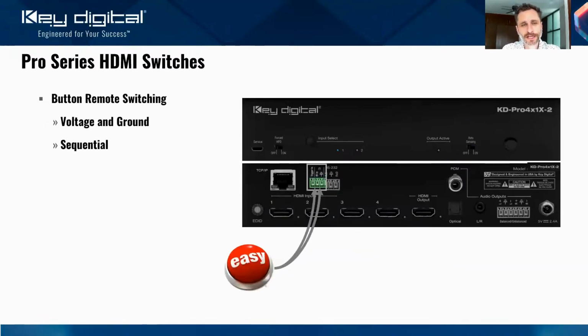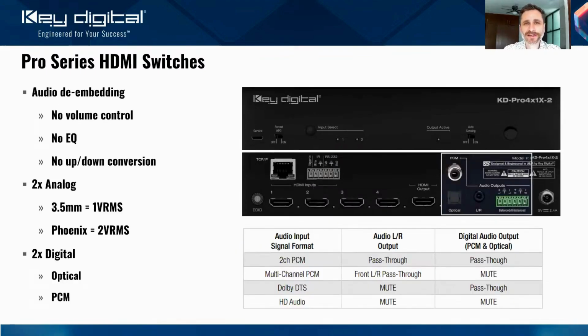Another cool feature exclusive to the Pro series is you could wire a button to switch the switcher. So a momentary press sends the voltage through to the trigger input on the rear Phoenix connector, the control Phoenix connector, and it will sequentially advance as well, making a very easy user interface. Doesn't get any easier than just pressing an easy button on your table, right?